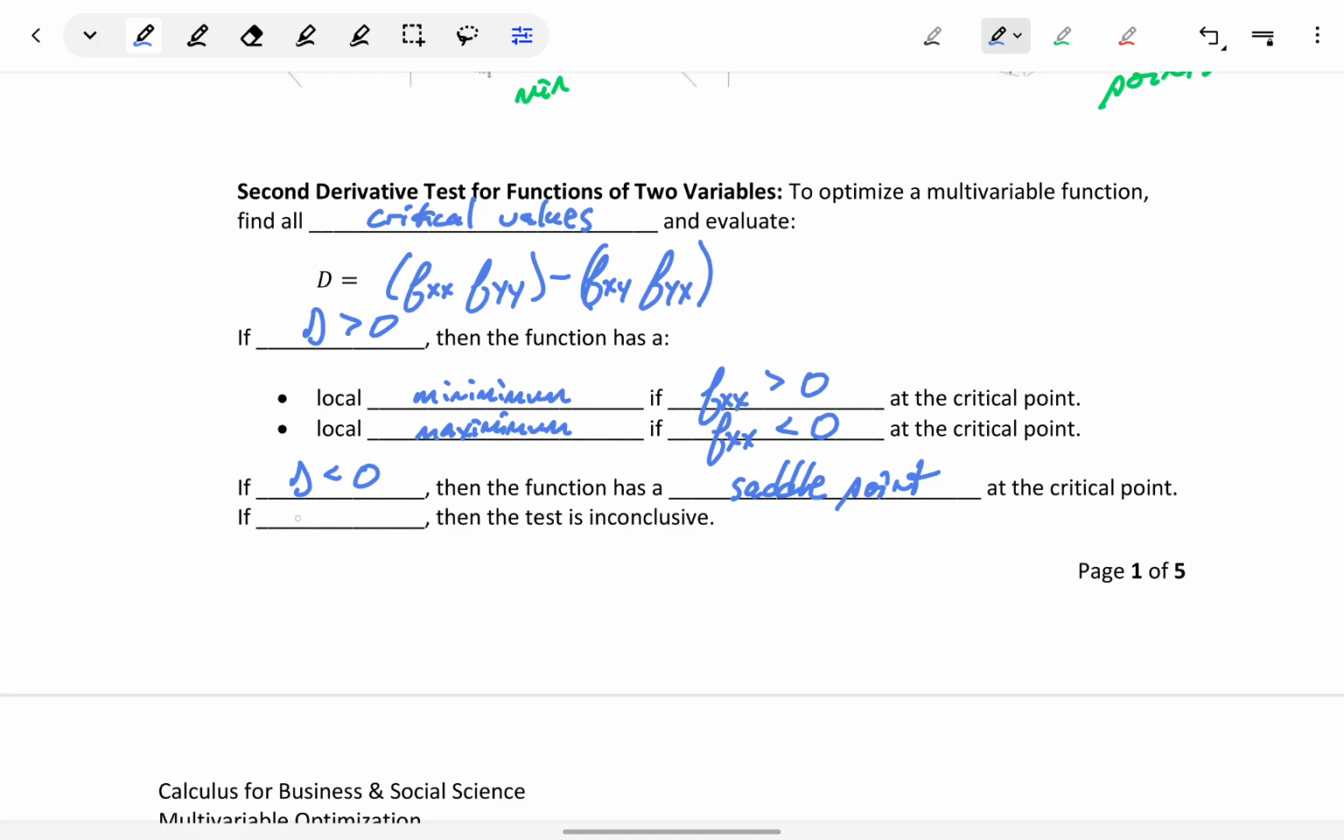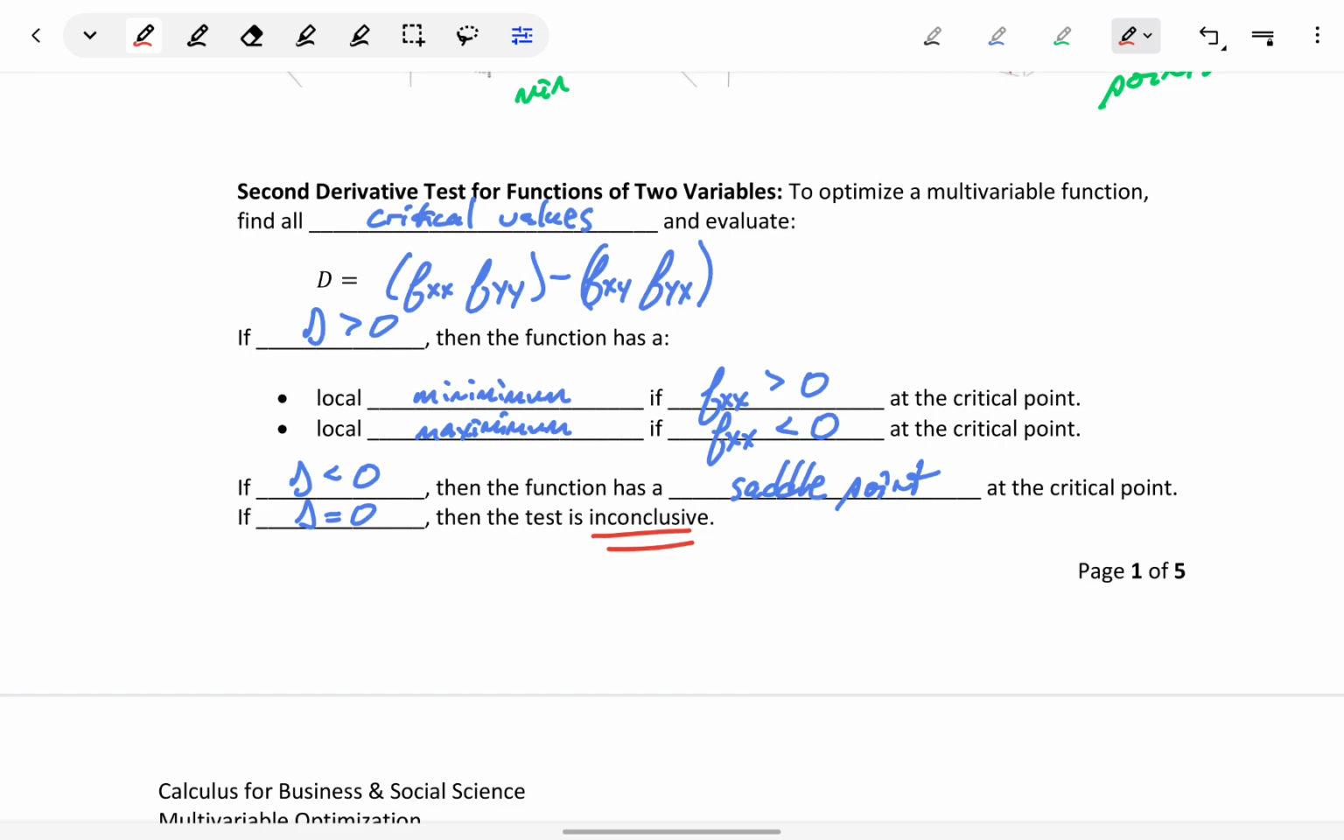And the last case that we have to consider is where we get a value of D equal to 0. In that case, the test is inconclusive. We don't know if the point that we identified is a maximum, a minimum, or a saddle point. We literally learned no new information, unfortunately, as a result of all of the work that we do. And all we can say is that the test is inconclusive, and further methods that are beyond the scope of this course would have to be employed to figure out what's going on at that point.